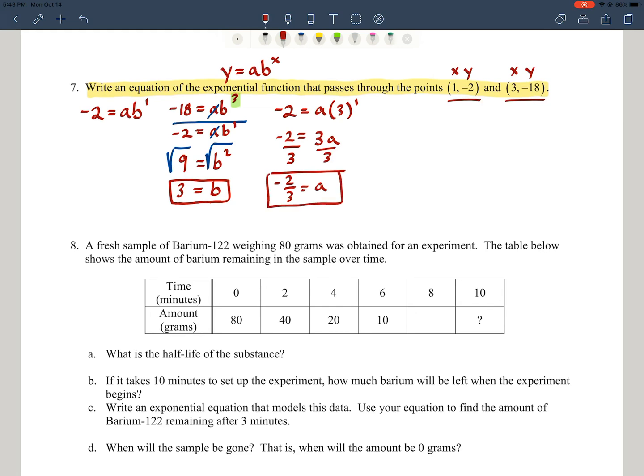Now we have our missing a and b terms, so we can take it and write out our answer. y is equal to -2/3 times 3 to the power of x.